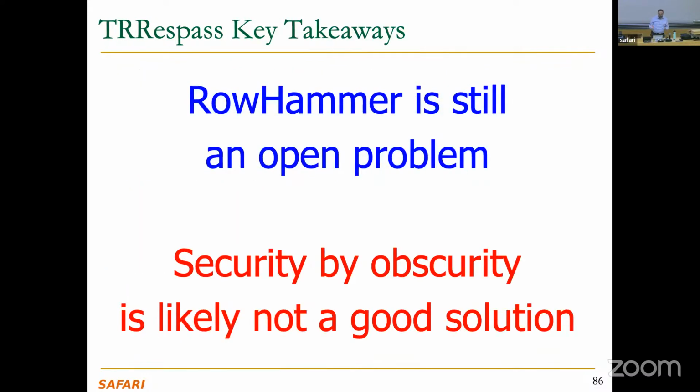So it tells us that RowHammer is still an open problem, and security by obscurity, basically they say that they solved it, but they do not explicitly mention how they solved it. It's not a good solution.